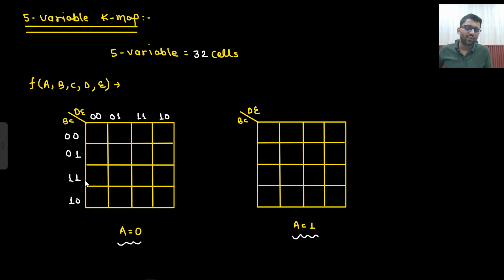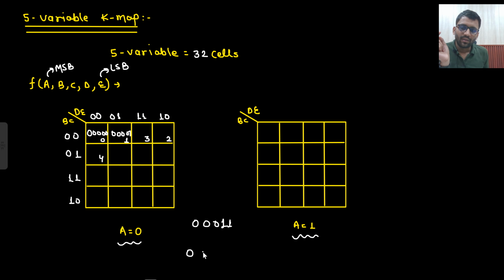Now tell me, what will be the value of this cell? A is already 0, where A is MSB and E is LSB. So 0, 0, 0, 0, 0. So this would be 0. What will be the value of this cell? A is 0, BC is 0 and D is 1, so this would be 1. What about this one? BC is 0, D is 1, 1, so this would be 3. This would be 2. In that manner we will go. This would be 4 because A is 0, BC is 0, 1 and D is 0, 0.